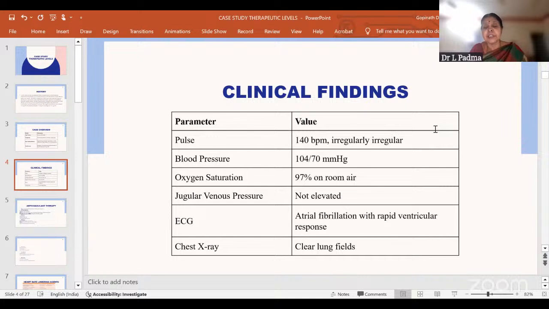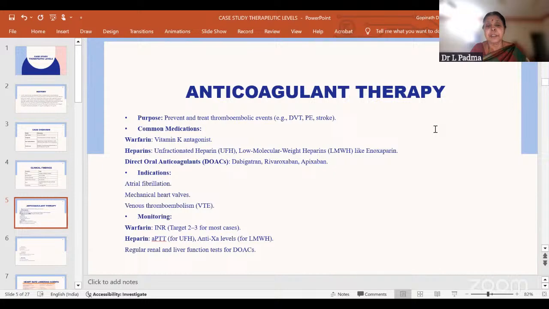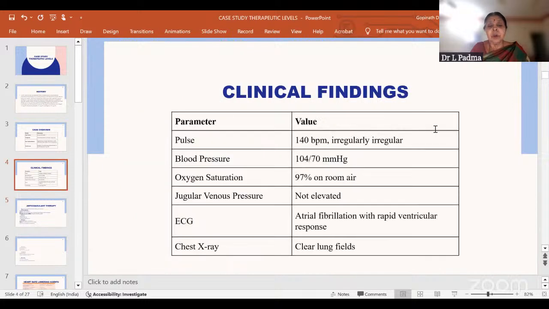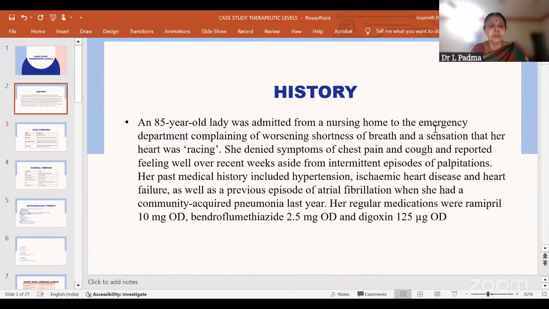I'll show you the ECG later: atrial fibrillation with rapid ventricular response. And the chest X-ray at present, after suffering from previous pneumonia, shows clear lung fields. These are the clinical findings. Now, I told you the important points, no? We will just go through what is there in this case and then come to a conclusion. What is the problem here and what we have to monitor to bring her back to normal, to lead a good quality of life.